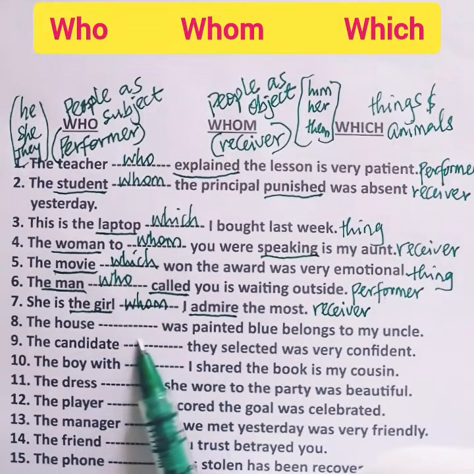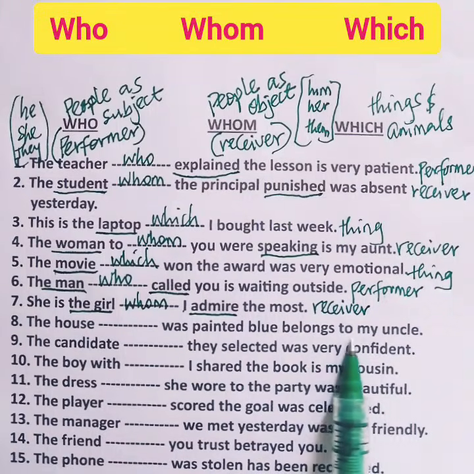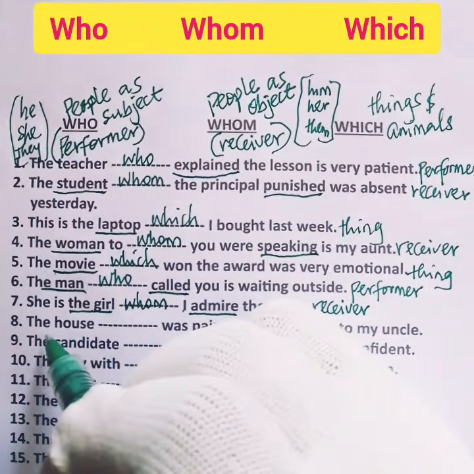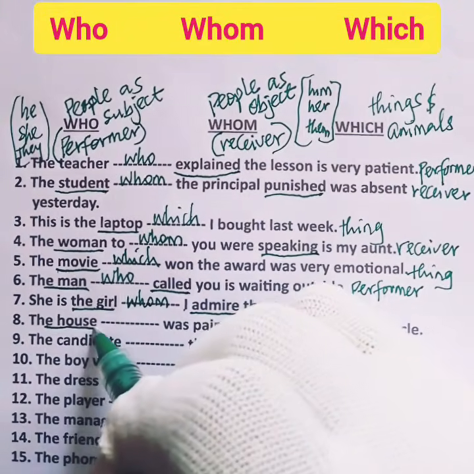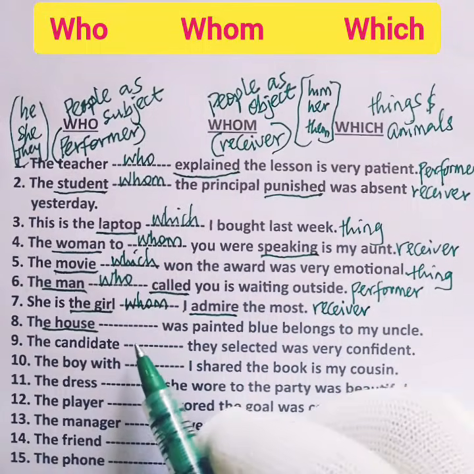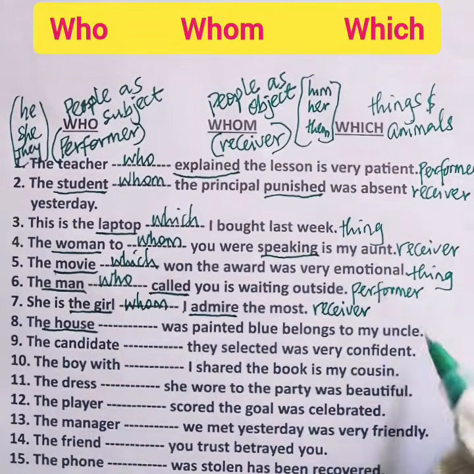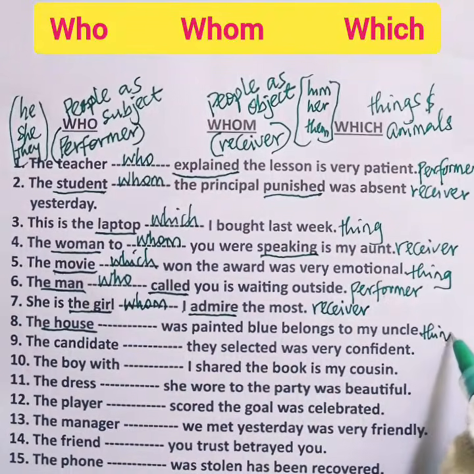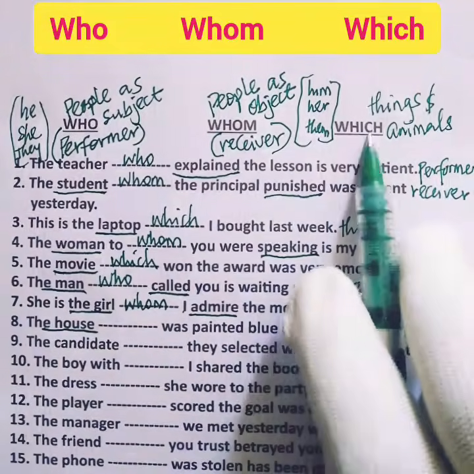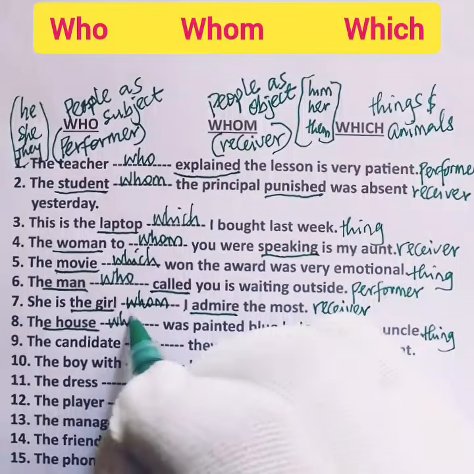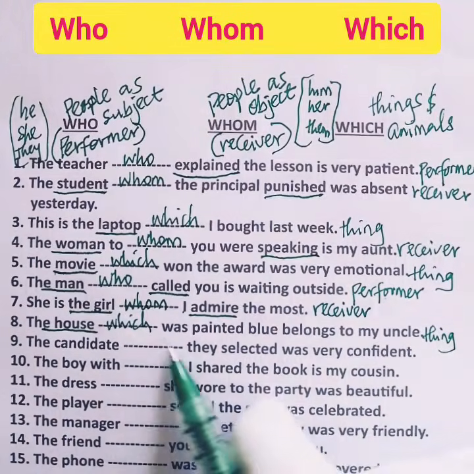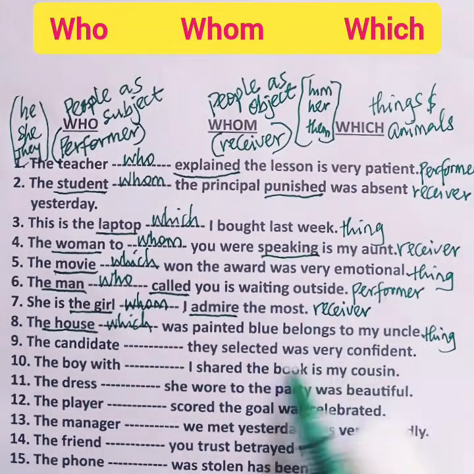8. The house blank was painted blue belongs to my uncle. The key word here is house. Remember, we consider the noun that comes before the word. So house is the key word. House is a thing, not a human. So the correct word to use is which. The house which was painted blue belongs to my uncle.